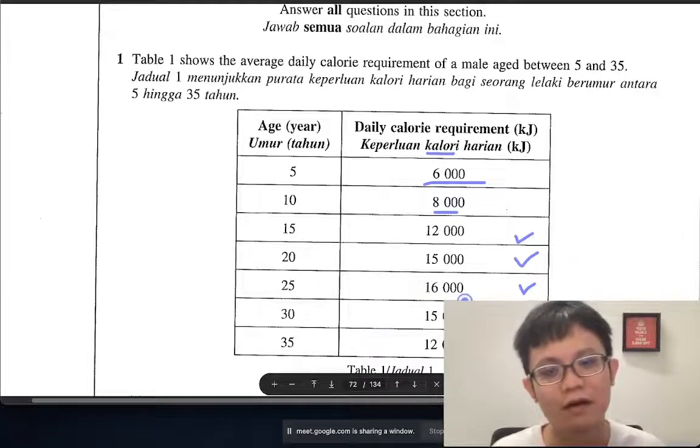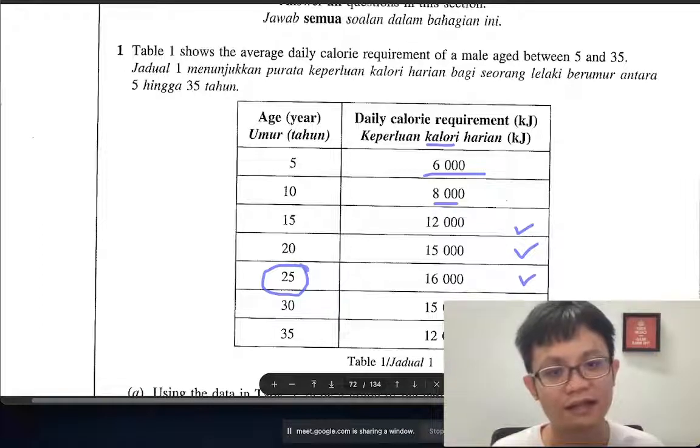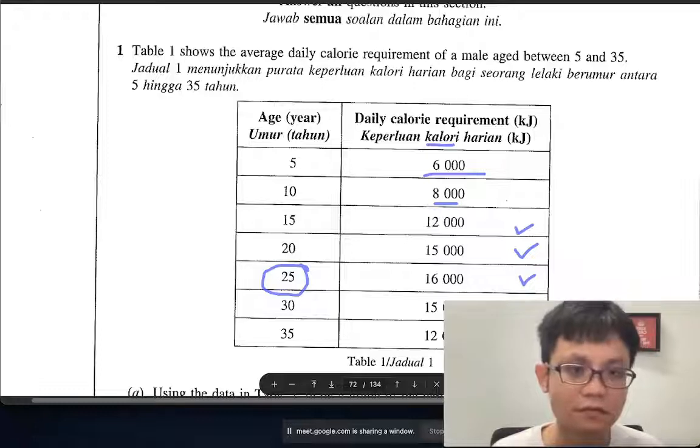Why do they eat more? Puberty is ongoing. Is 25 still puberty? Working. Maybe he works in the office or needs to be hardworking. And then at 30 and 35 they start to eat less. Why? Already older, yeah.